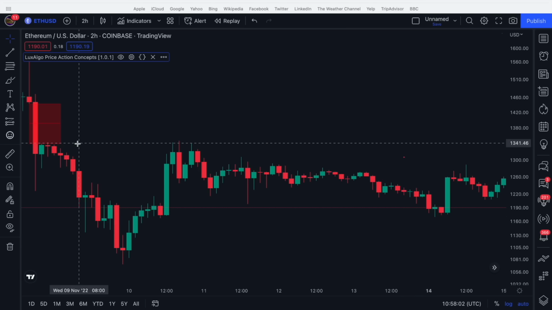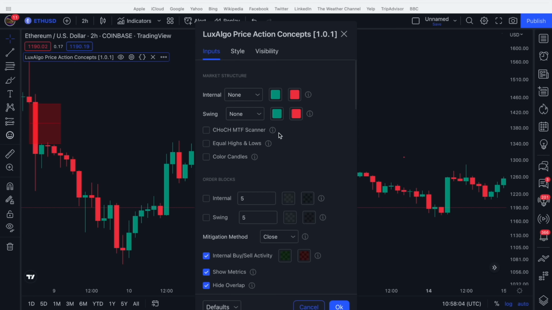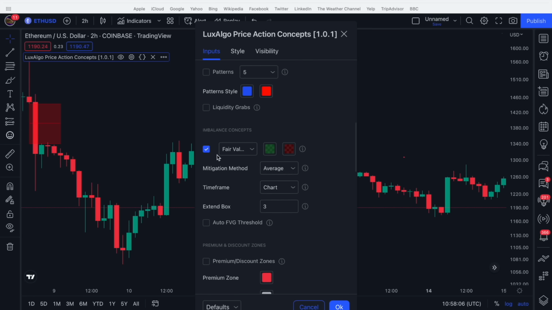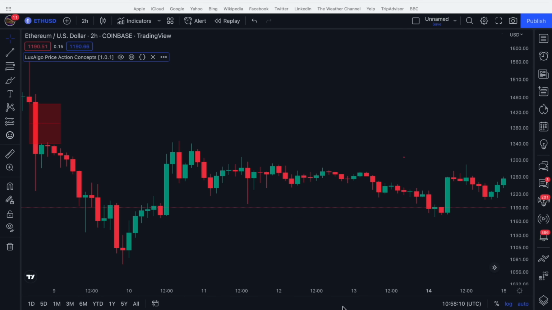Very simple. So next we come to imbalance concepts, which is the next area. I've turned on the fair value gap. So let's start with fair value gaps and we'll work our way through it. So imbalances. The market, we assume, is balanced. It behaves according to some rules, and if we see the market becoming imbalanced or unfair, we can analyze that in basic terms.